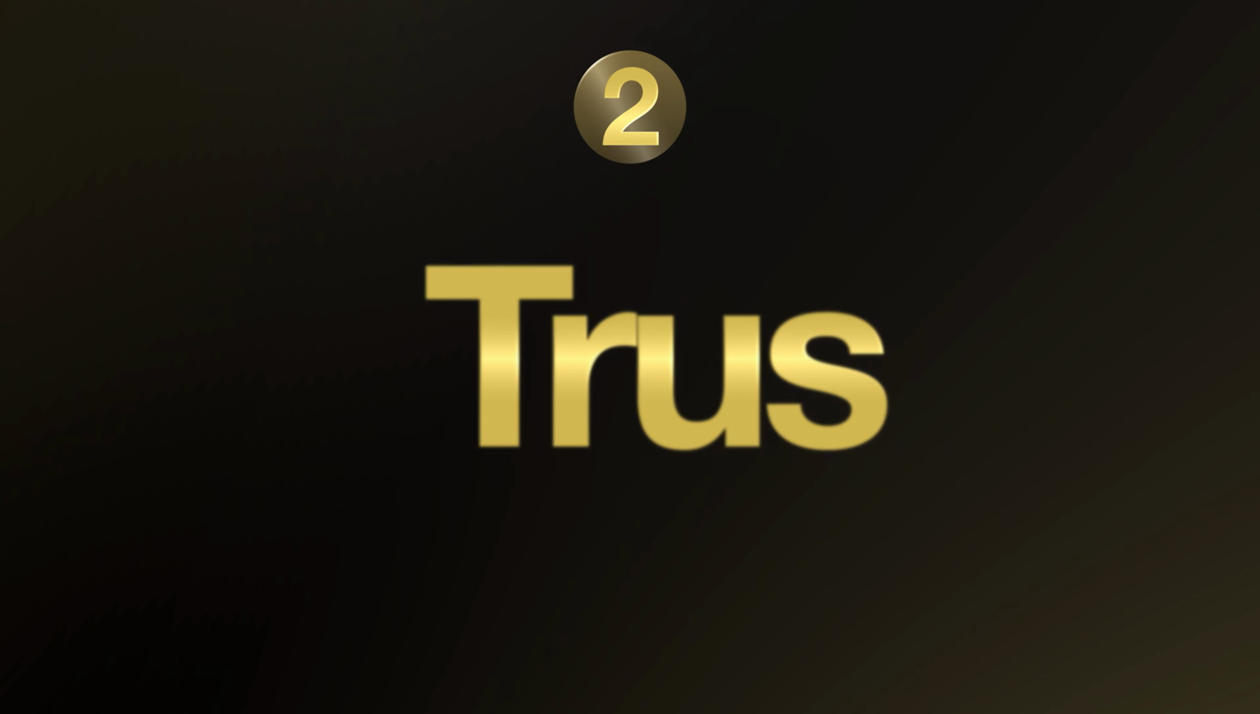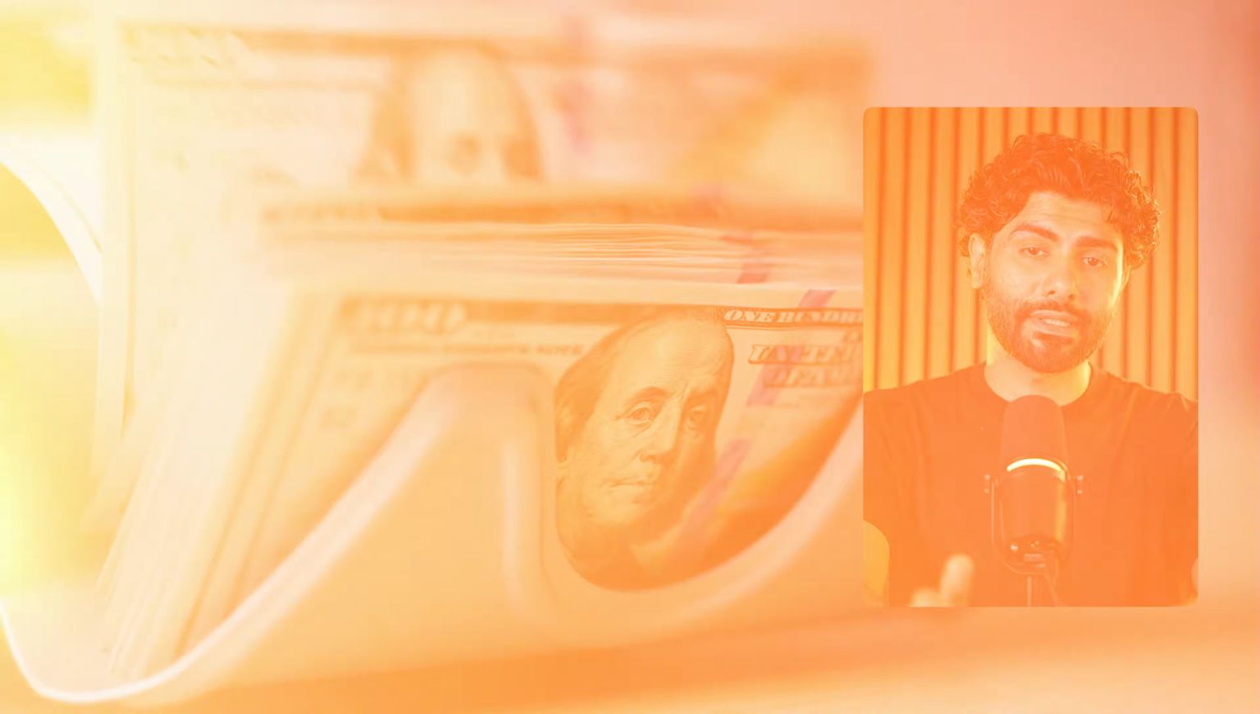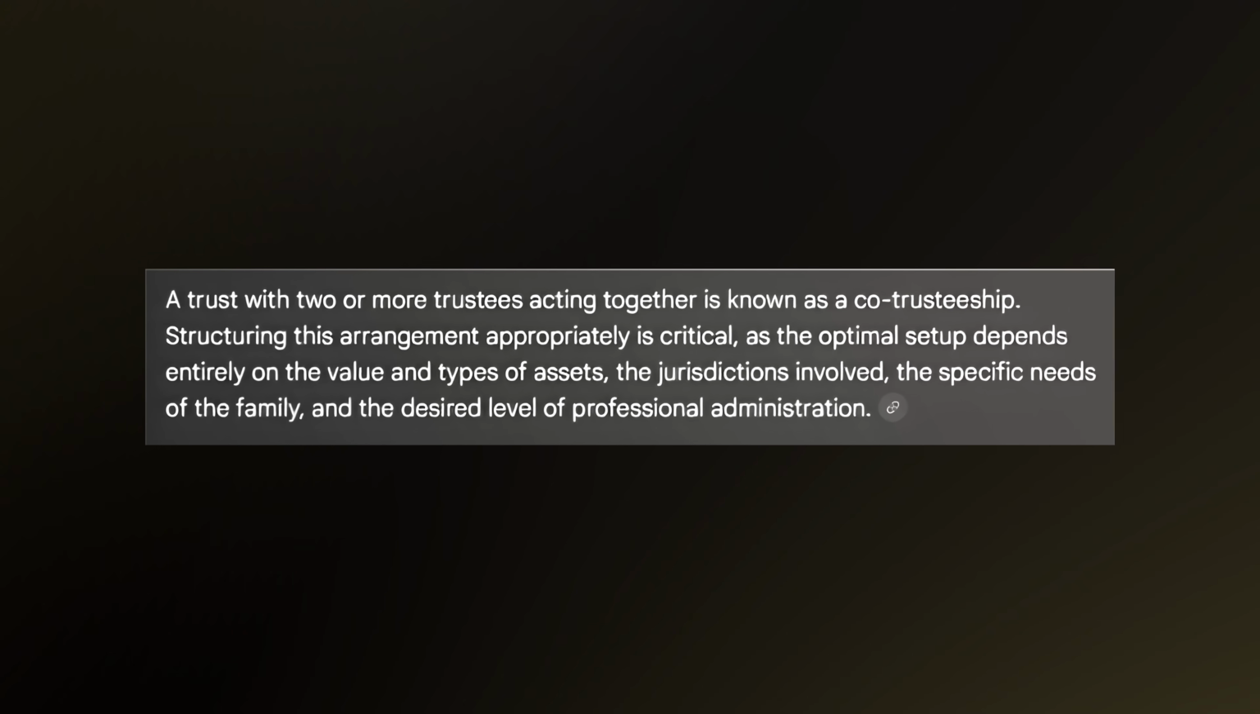Now, the second role is that of a trustee. The trustee is the main legal decision maker within the trust. The trustee holds legal title to the trust assets and must administer them for the beneficiaries or for the stated purpose where a purpose trust is used. The trustee must follow the trust deed, stay within its legal power, and comply with the governing law. A trustee may be an individual, a professional corporate trustee, or a private trust company. A trust may also have two or more trustees acting together.